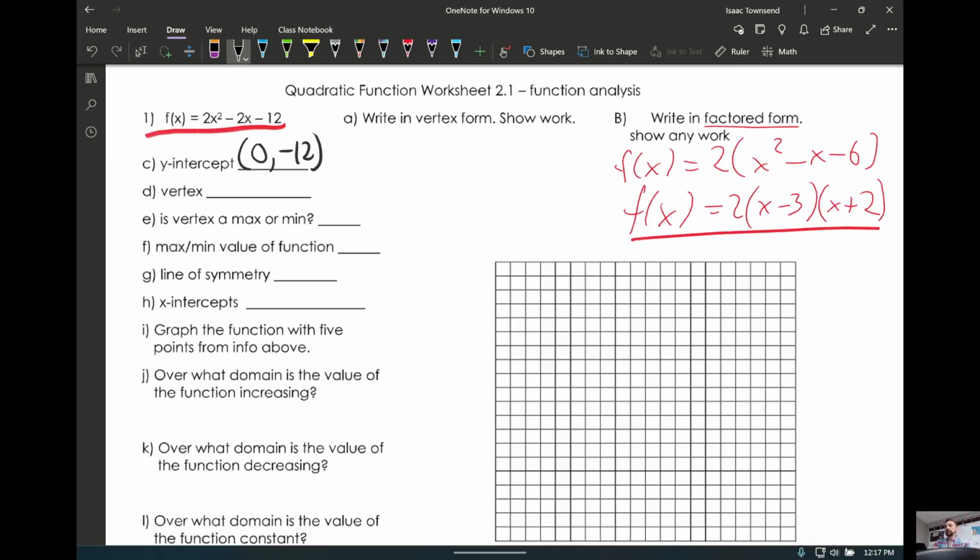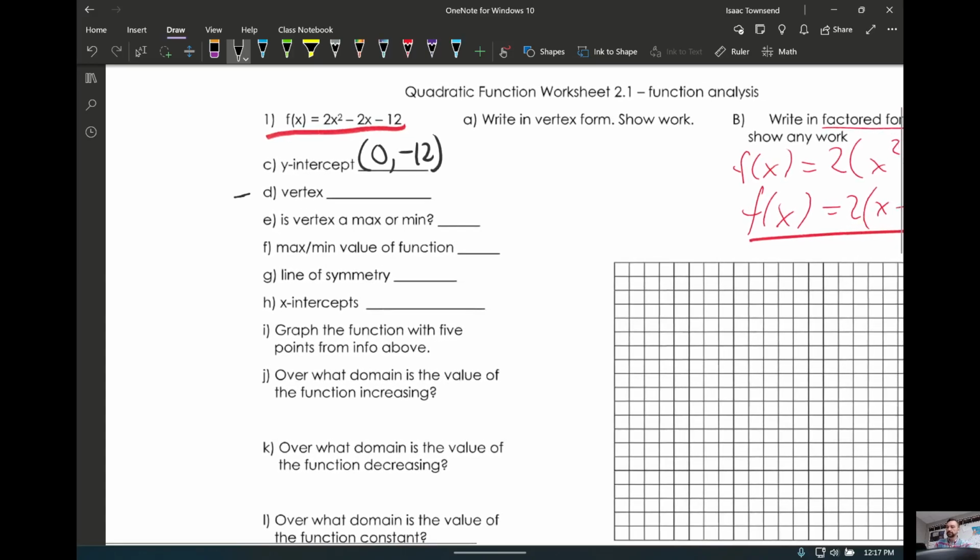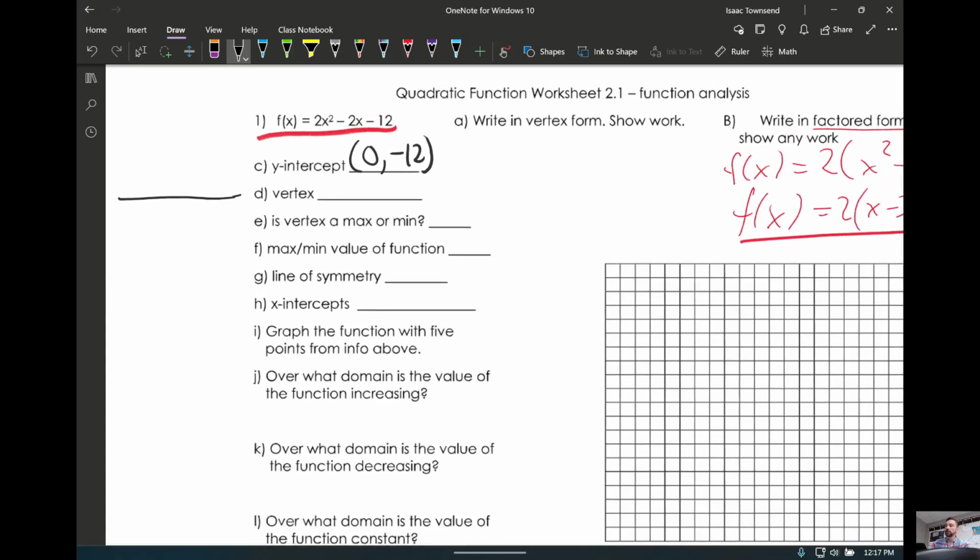Now for the vertex, the vertex is a point. The vertex is either going to be a max or a min. It's the tallest point at the top or the point at the bottom, depending on which way the parabola is opening. But for the x value of the vertex, there's actually a formula that you can use, and there's a second way to get this that I'm going to tell you before we're done with this. But the x value can be found by negative b over 2a, which for us would be 2 over 4, or 1/2.